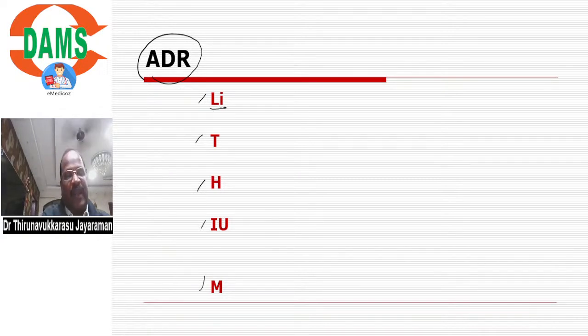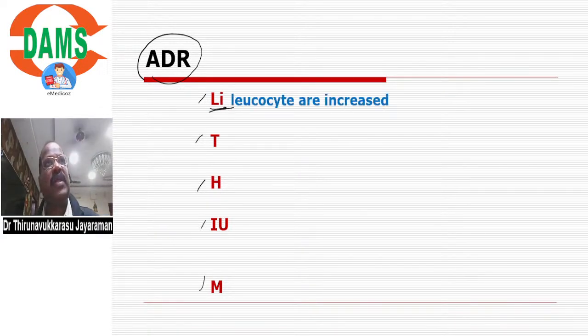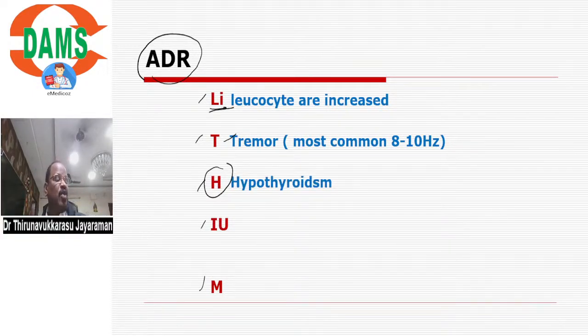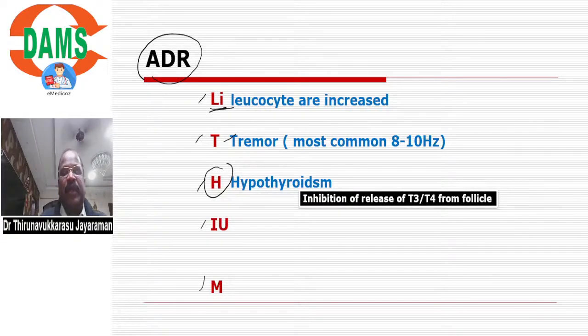For example, LITHIUM. LI: leukocyte counts are increased, called leukocytosis. T for tremor, fine tremors. H for hypothyroidism. They lower the thyroid level, hypothyroidism. Question: how do they cause hypothyroidism? The reason for hypothyroidism is they inhibit release of T3, T4 from the follicle. Because of this reason, hypothyroidism.